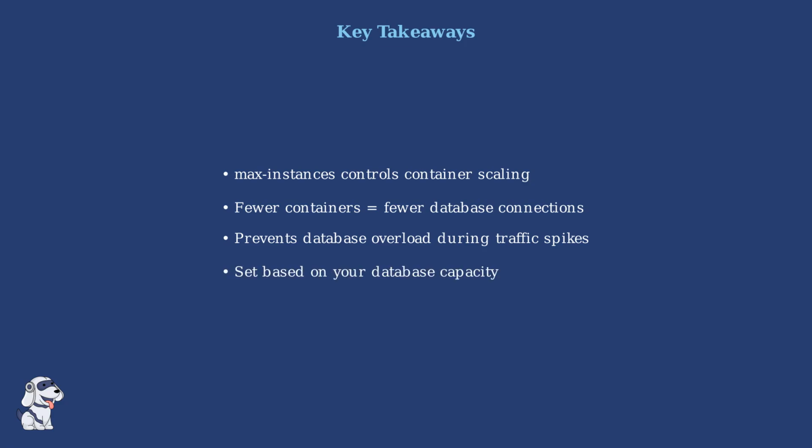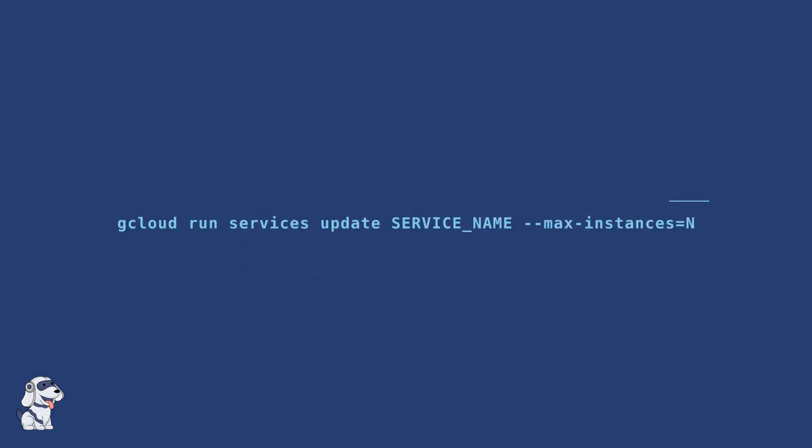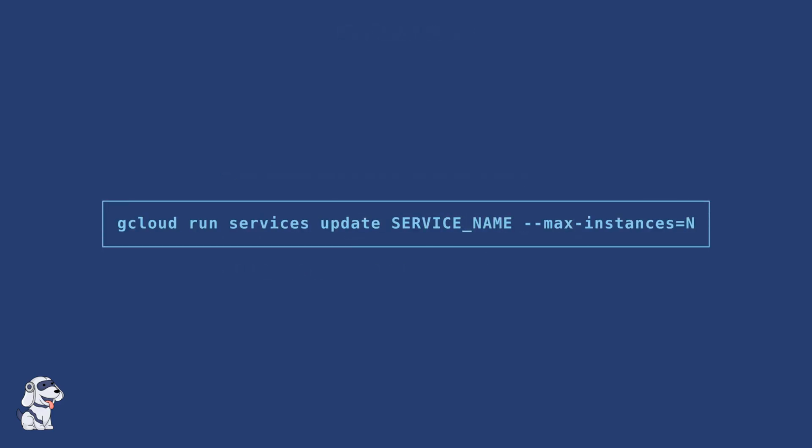Fewer containers mean fewer database connections. This prevents database overload during traffic spikes, and you should set the limit based on your database capacity. Remember this command format to set your max instances limit and protect your database from connection overload.